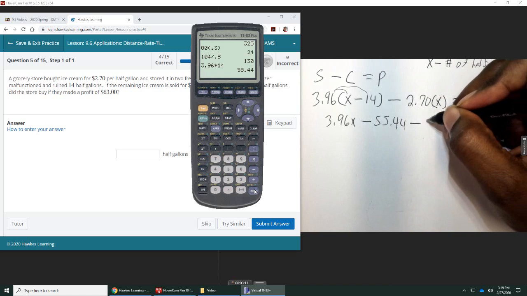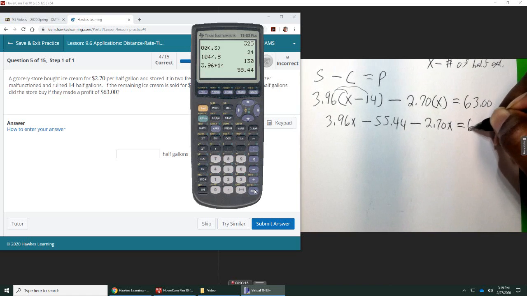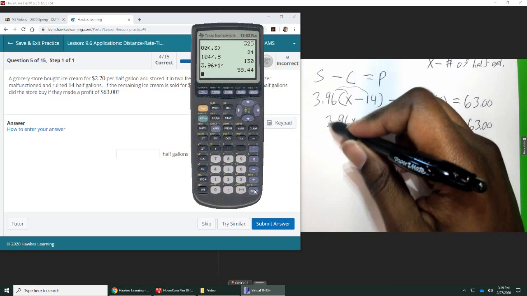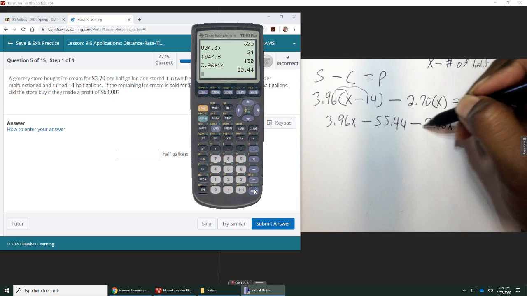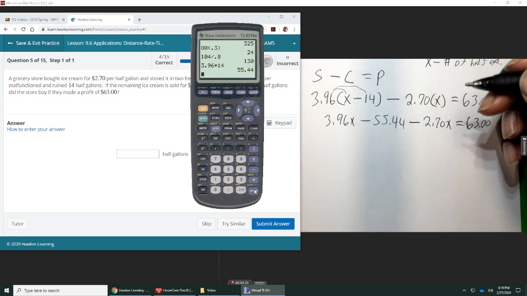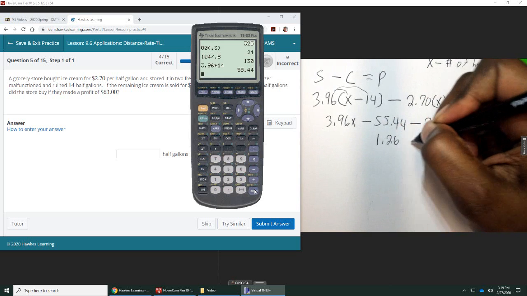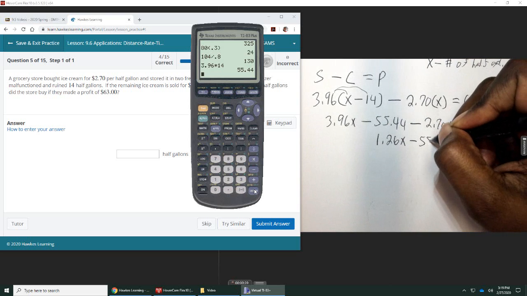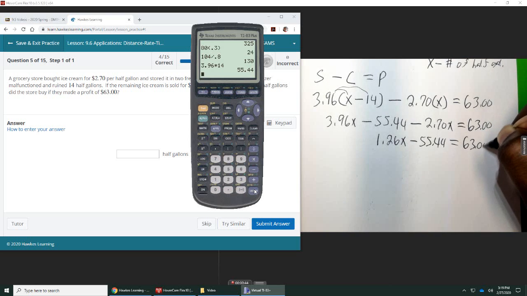And then minus 2.70x equals $63. We're going to combine the 3.96x and the minus 2.70x. When we subtract those, because this one is positive, we end up with 1.26x, and then minus the 55.44 equals $63.